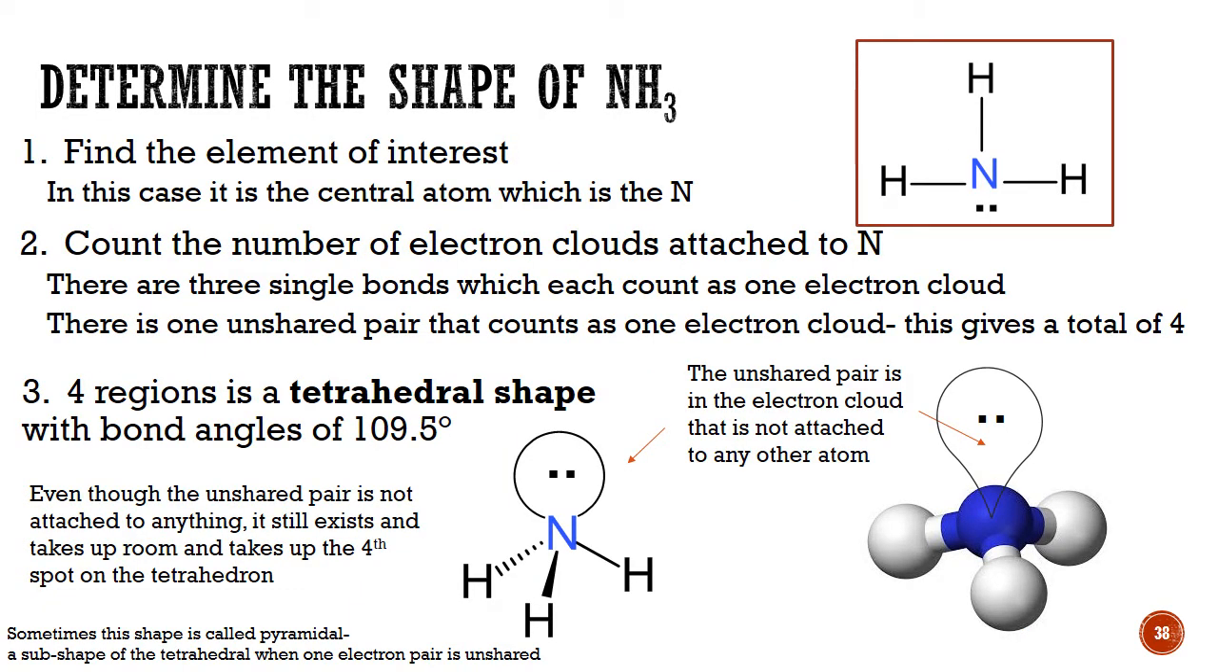All right, if we look at the Lewis dot structure for NH3, again, first find the element of interest. In this case, it's going to be the N. The N is in the center. And we want to count the number of electron clouds attached directly to that N. Well, as you can see, there's 3 bonds. There's an N attached to an H, and another H, and another H. So that's 3 electron clouds, 3 bonds. And then we also have to count the unshared pair. So there's 1 unshared pair at the bottom of the nitrogen. We have to count it. So that gives us a total of 4 electron cloud regions.